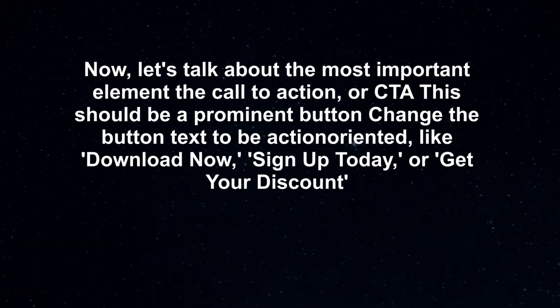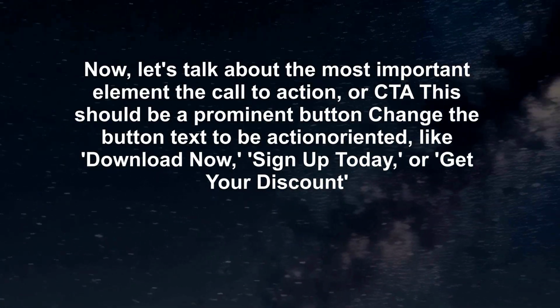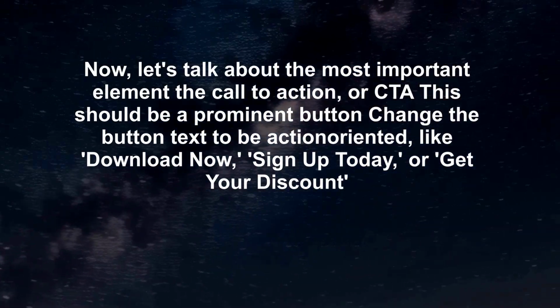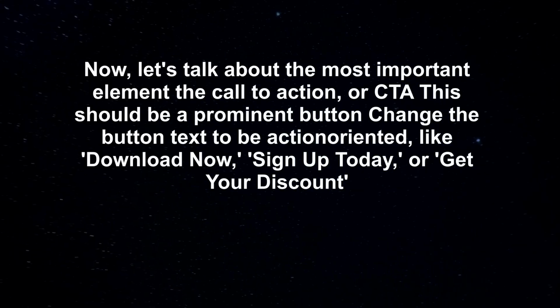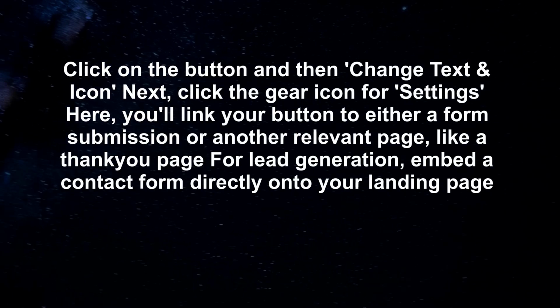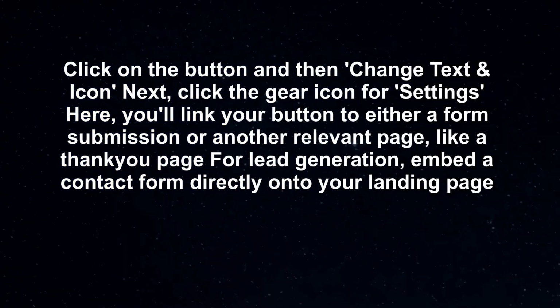Now, let's talk about the most important element, the call to action, or CTA. This should be a prominent button. Change the button text to be action-oriented, like download now, sign up today, or get your discount. Click on the button and then change text and icon. Next, click the gear icon for settings.